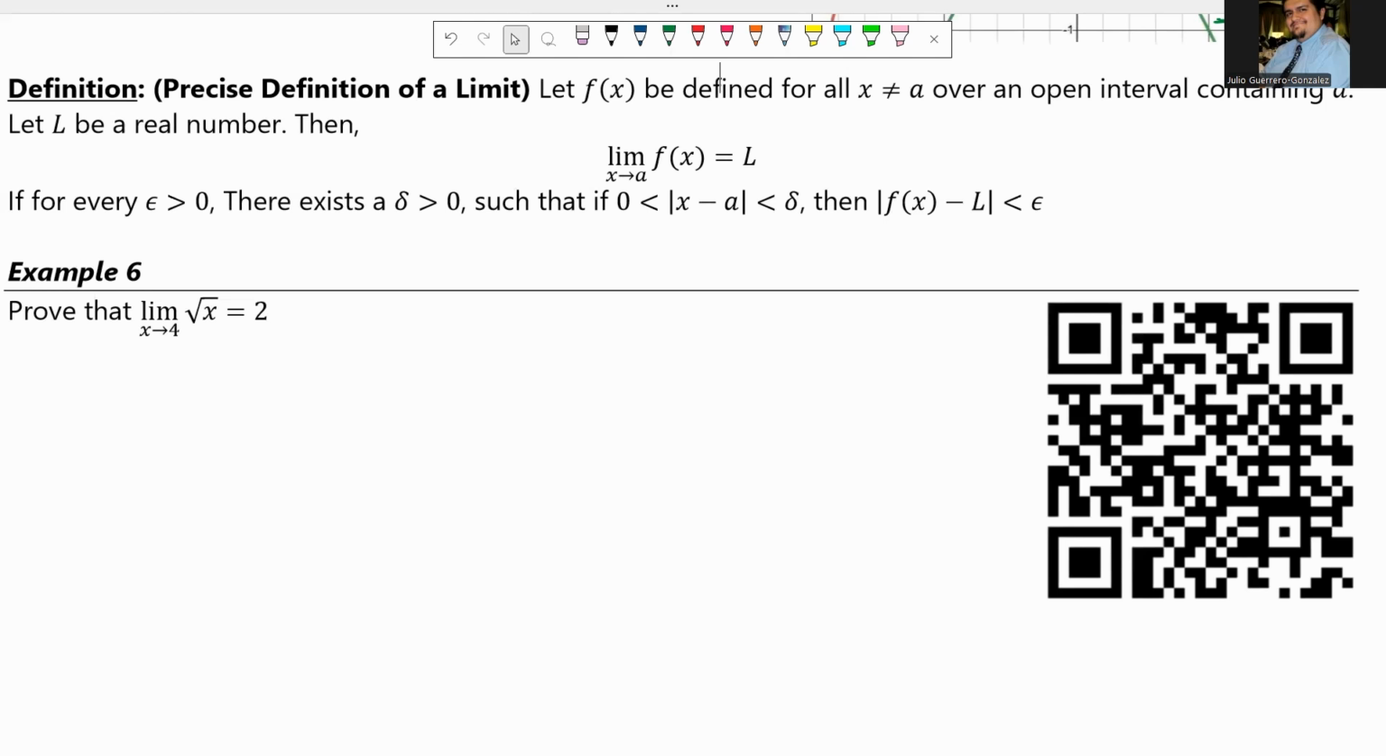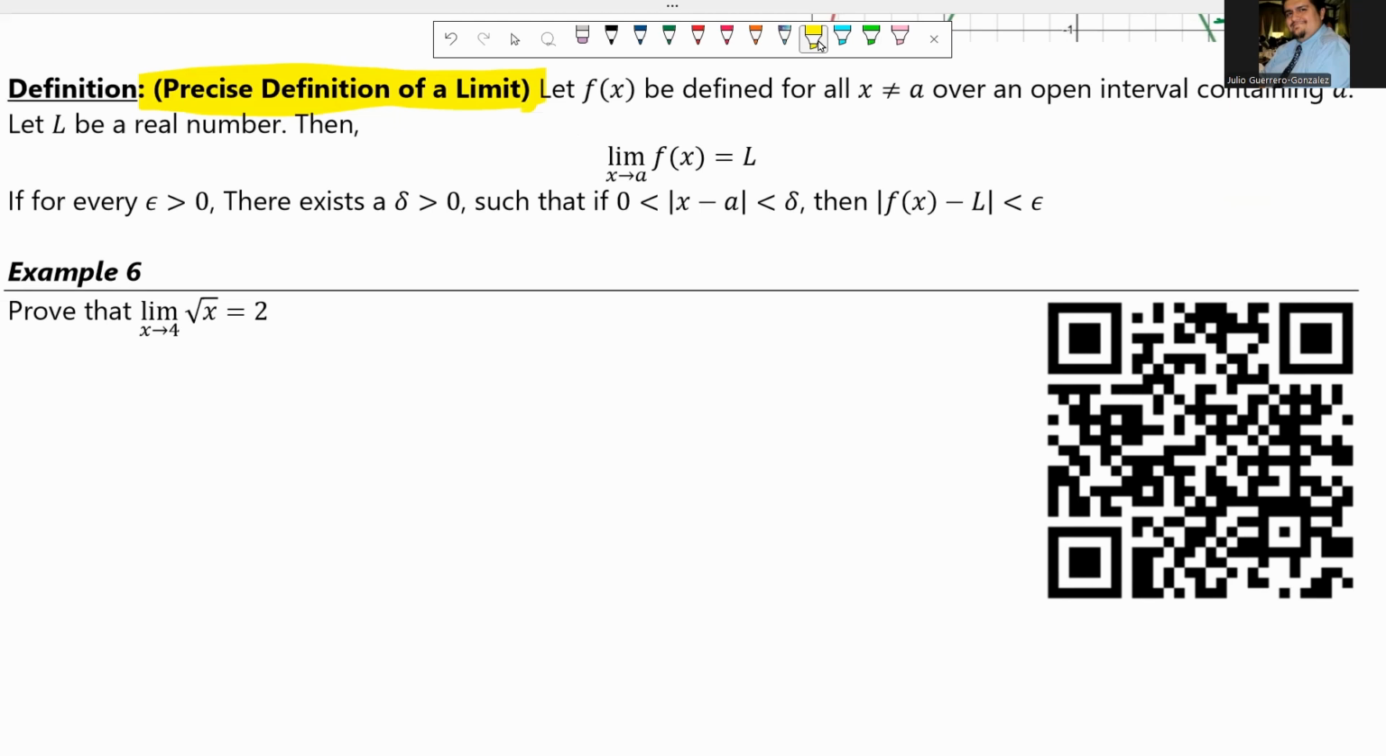This right here is the precise definition of a limit. This is the bona fide mathematician's way of writing out a limit, how to prove that a certain limit exists, rather than visually or conceptually. This is the actual process for it. So let me read it through really quick, and then I'll show you guys the process behind it.